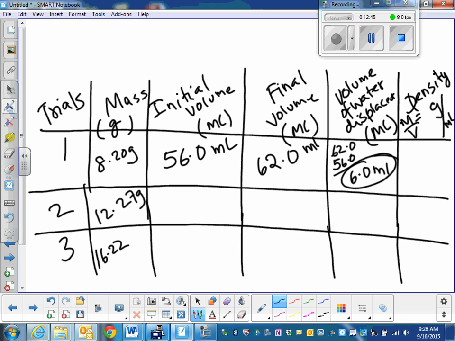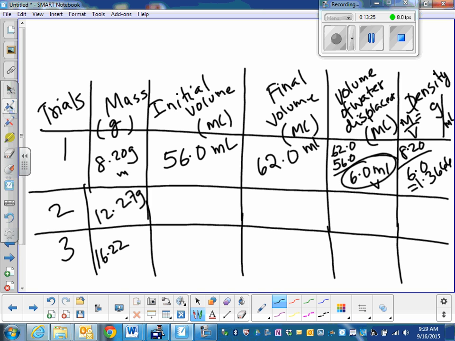Does that make sense? Now, moving on, I have to calculate density, which is mass divided by volume. So 8.20 grams divided by 6.0 ml. And what does the calculator give? Can somebody put it into a calculator and tell me what the answer is? Farah, what do you get? 1.36 repeating. Can I report that as my final density? No. What should I do?